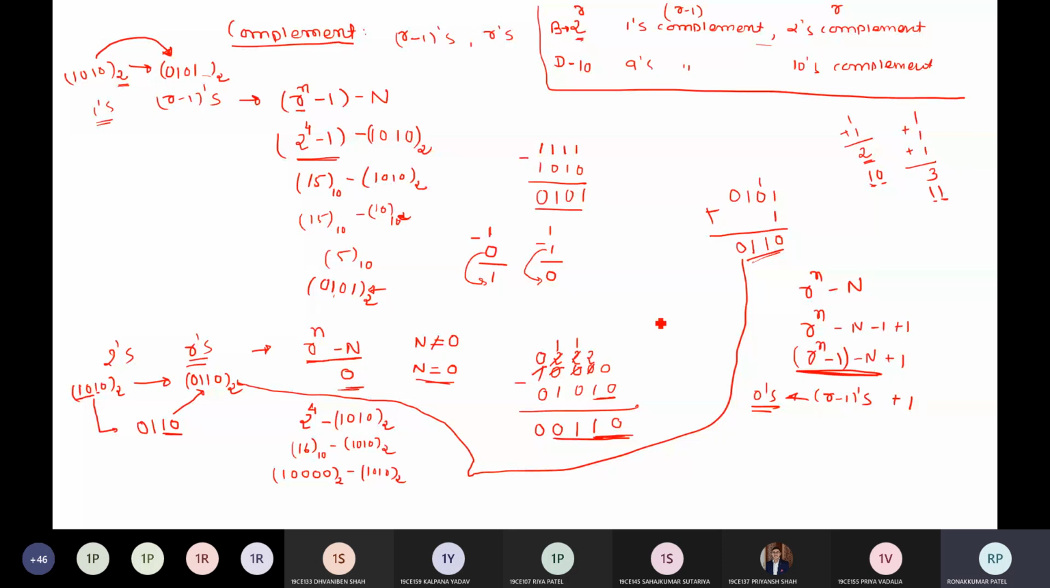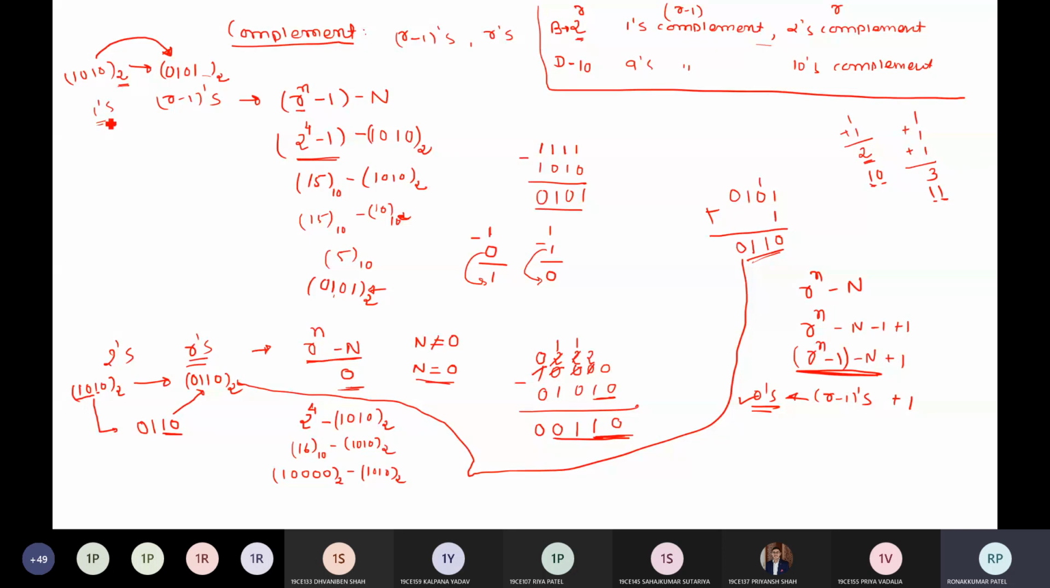Then we have observed one thing: if you find the R minus 1's complement, and if you add 1 to that, then it will give you the R's complement. This is our observation, this we have observed. Then we have seen the shortcut methods for 1's complement and 2's complement.